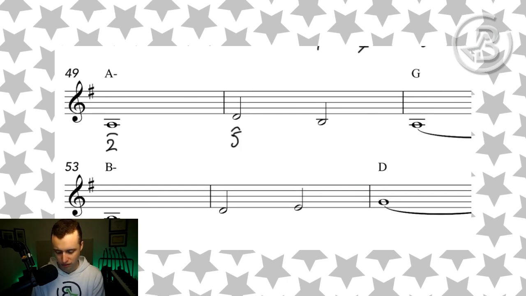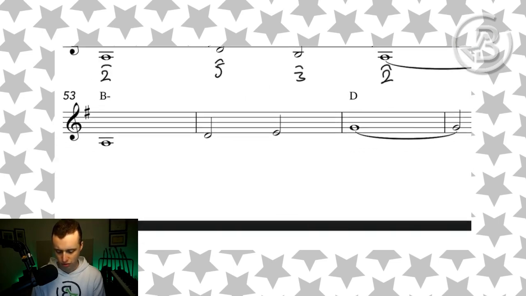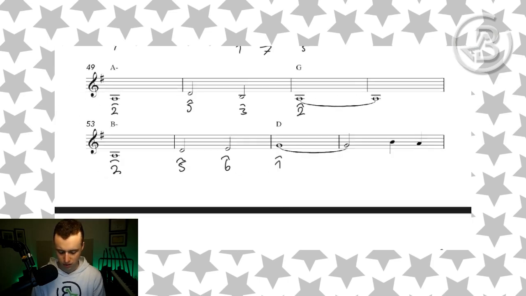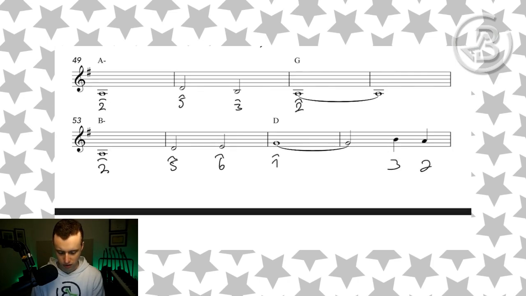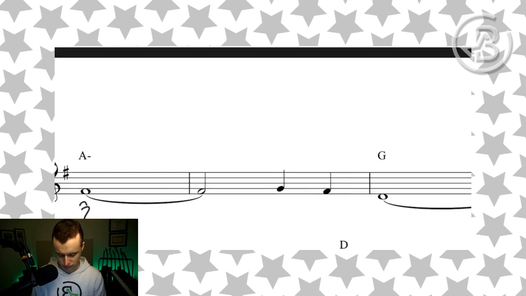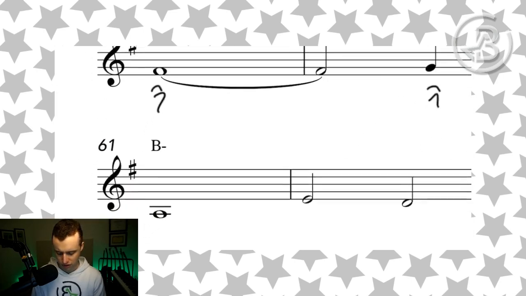2, 5, 3, 2, 2, 5, 6, 1, 3, 2, 7, 1, 7, 5. Here we are on measure 61.